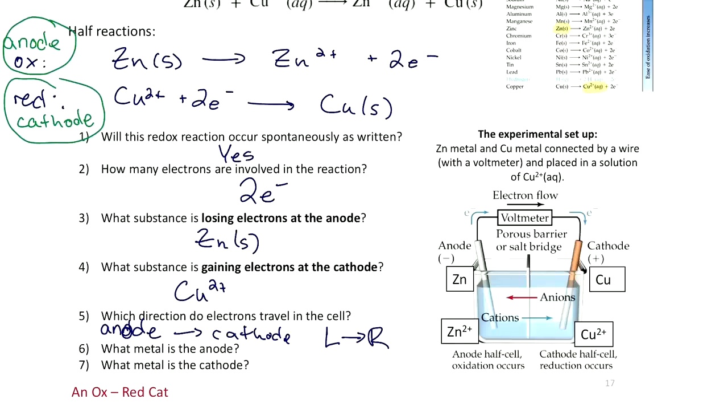All right, so what metal is the anode? Zinc. You can see it in the picture, and you can tell from the half reaction. And then what metal is the cathode? It would be copper. And so we see here that we need literally a solid zinc rod and a metal copper rod. And we'll do the demo here in a little bit.